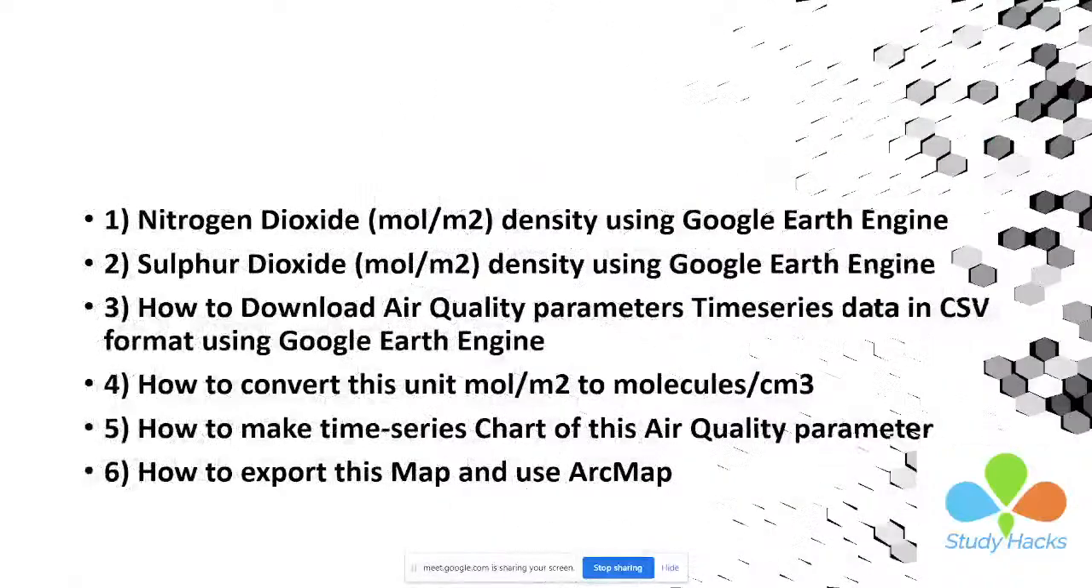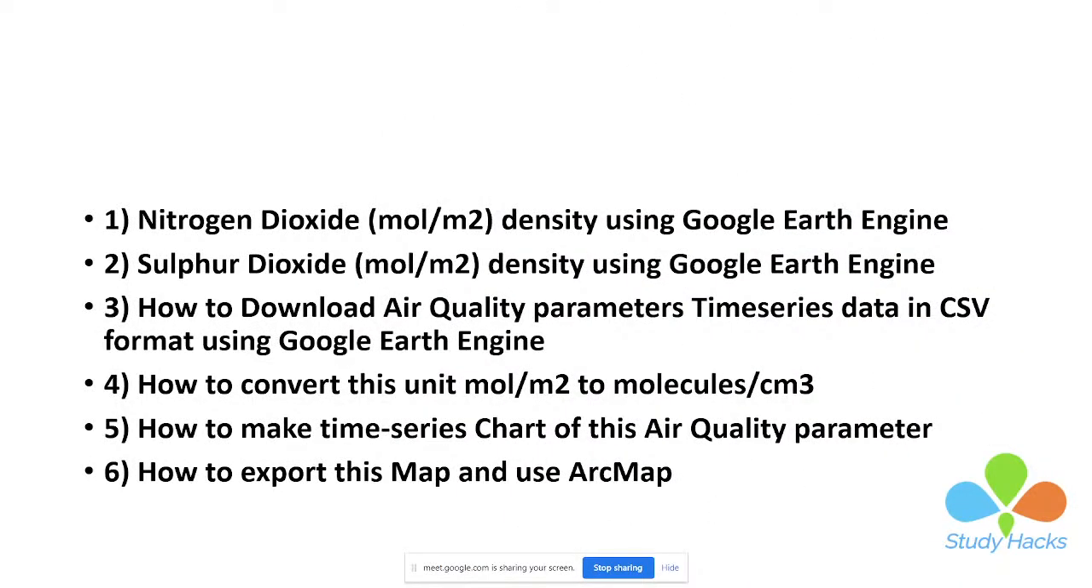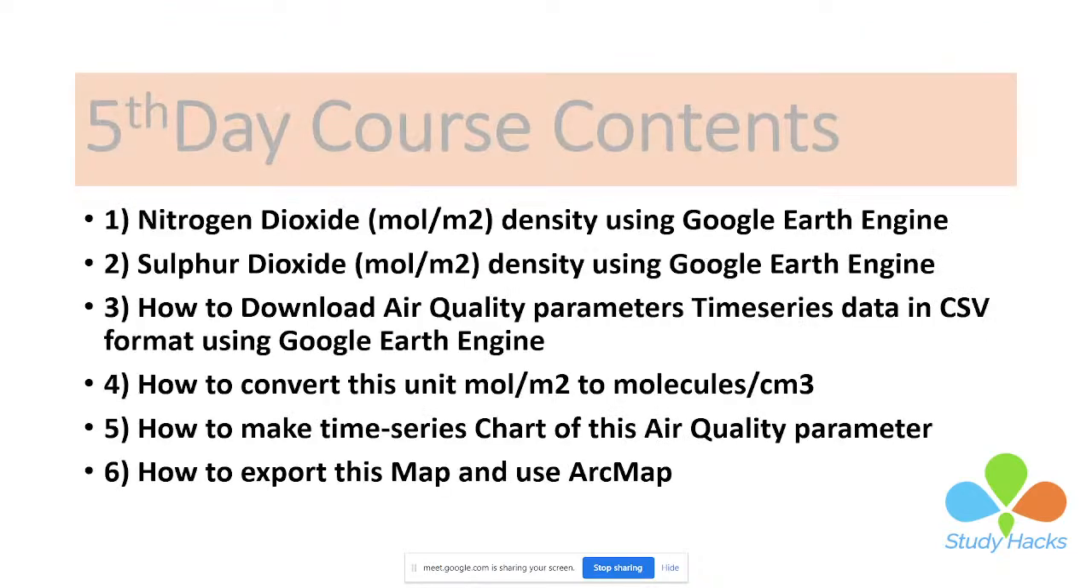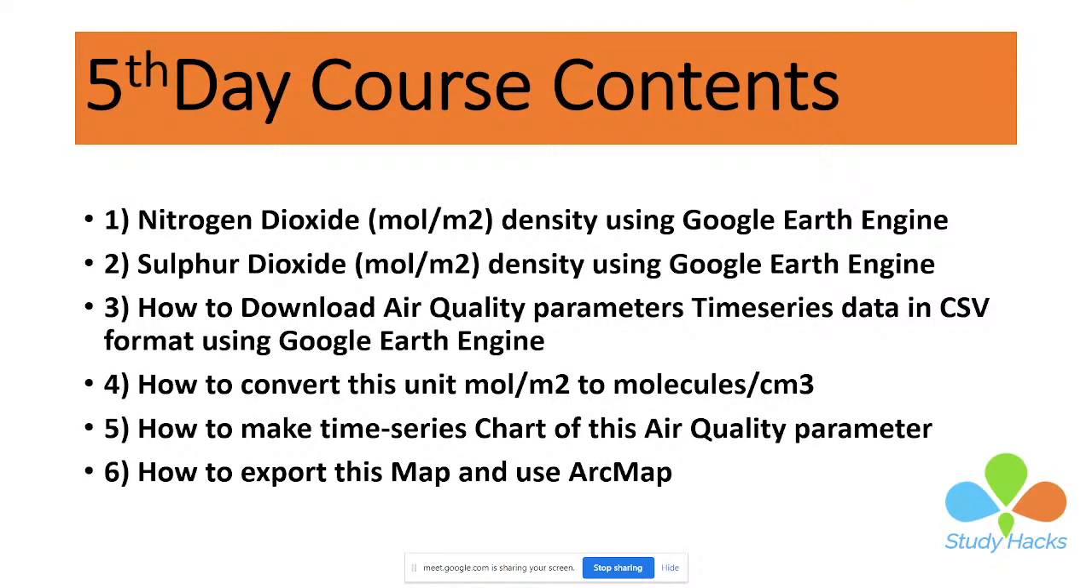Today is our fifth day, and the fifth day course content is how you can easily make maps of different air quality parameters. It can be nitrogen dioxide, sulfur dioxide, methane, carbon monoxide, or other gases. How you can make different types of density maps on the Google Earth Engine platform, or easily make a time series chart of air quality parameters.